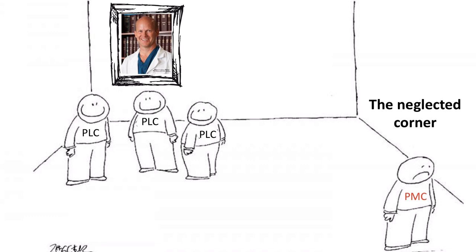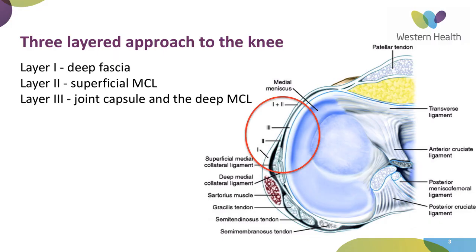Why has this corner been neglected? It's likely due to differing anatomical perspectives of physician authors and also the functional significance that they assign to the structures in this posteromedial corner. Warren et al divided the medial side of the knee into three layers, from superficial to deep. Layer one is the deep fascia, layer two is the superficial MCL, and layer three is the joint capsule and deep MCL. In this layered approach, little attention is actually paid to the structures lying in the posterior aspect of the knee.